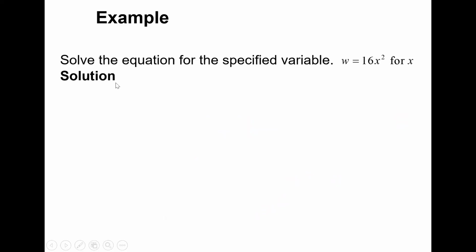All right, so here it says solve the equation for the specified variable. So here they want us to solve for x. Well, to solve for x, we're first going to have to divide by 16. And then we have to take the square root of both sides. And remember, when you take the square root of this side, it's plus or minus. So it's plus or minus that over that. Well, the square root of 16 is 4, so it's going to be plus or minus square root of w over 4. And that's basically as far as we can go on that one.